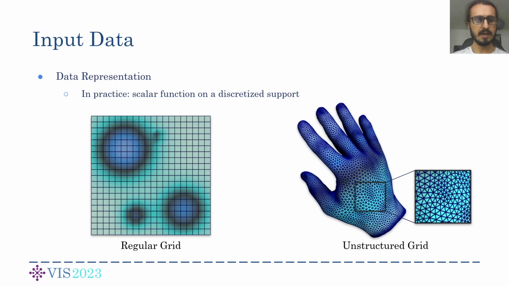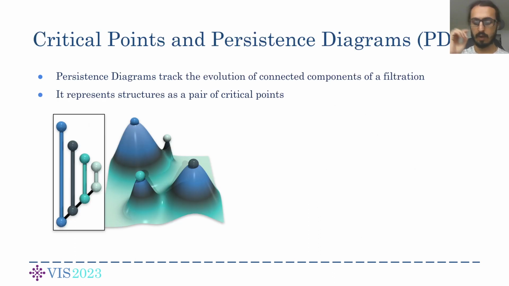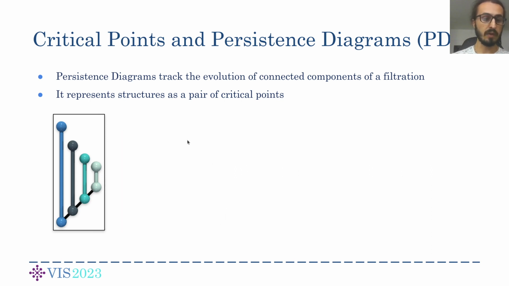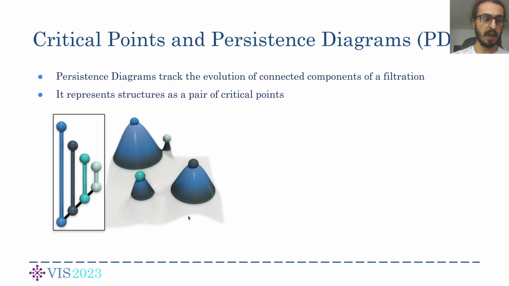So the data that we are interested in takes the form of regular grids or unstructured grids that can be seen as graphs, and on each point there is a value. And then from these grids we can compute the persistence diagram and the merge trees. Very briefly, the idea is that we do a filtration of our data by varying a threshold from the highest value to the lowest values, and looking at the part of the data having values above this threshold.